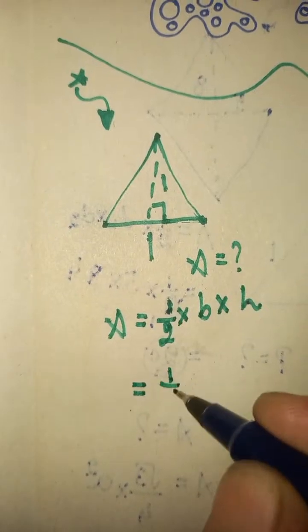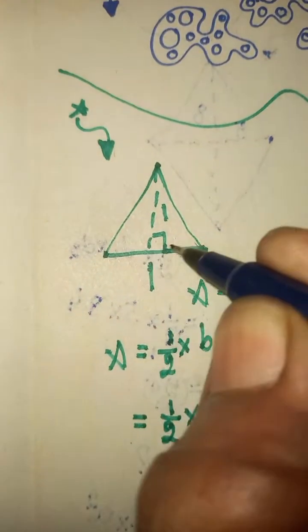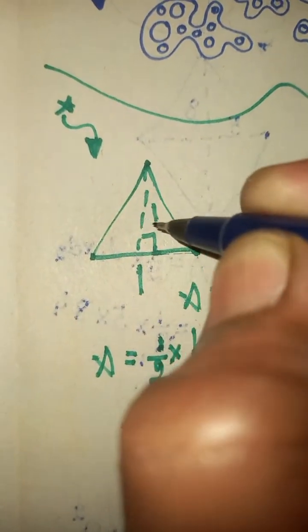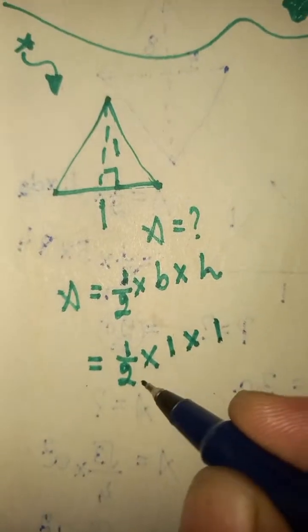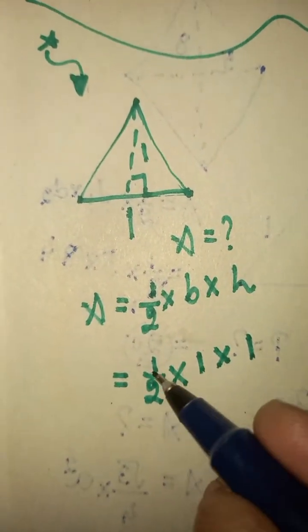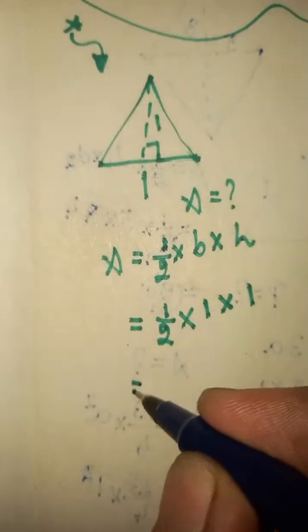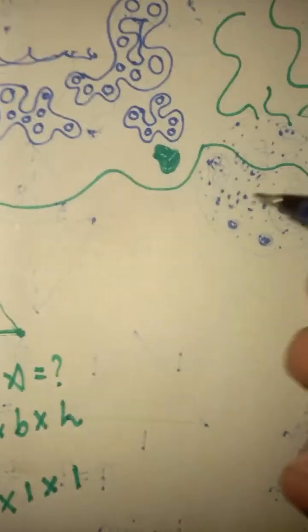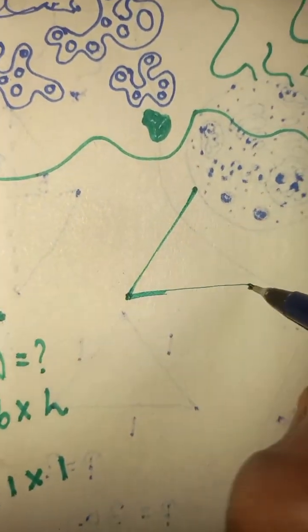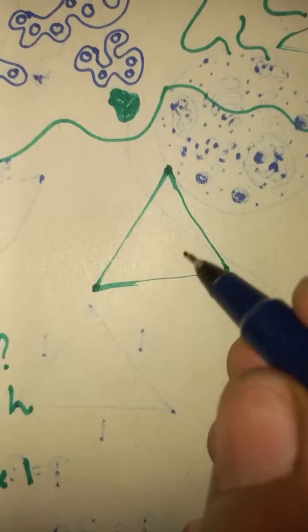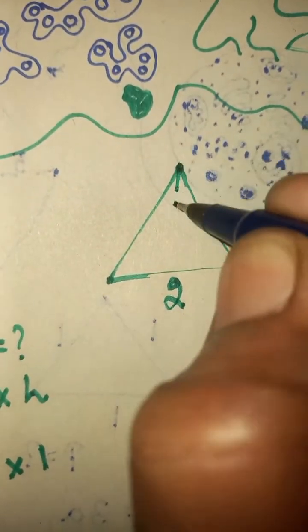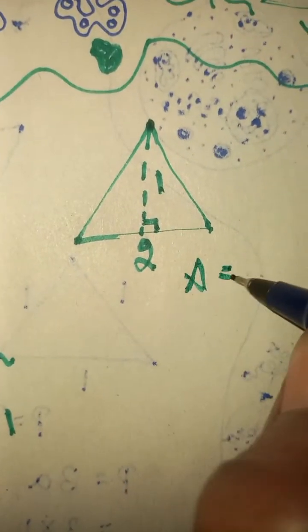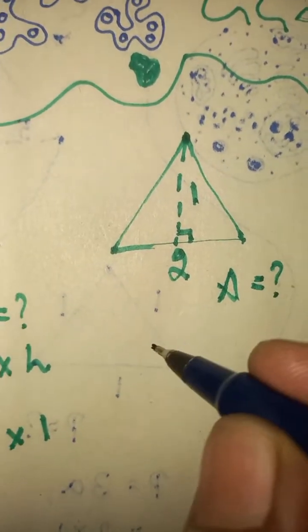That means it's going to become half times, here this is the base, which is 1 unit, times, this is the perpendicular height, that is also 1 unit. You can multiply numerator, 1 times 1 is 1, again 1 times 1 is 1, denominator 2, so the area is 1 by 2 square units. Let's take another triangle. In this triangle, they have given base length as 2 units and the perpendicular height as 1 unit. Here also you need to find out what's the area of the triangle.